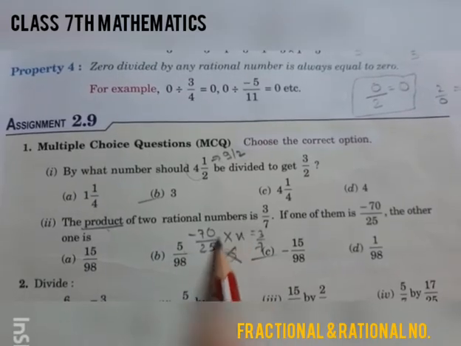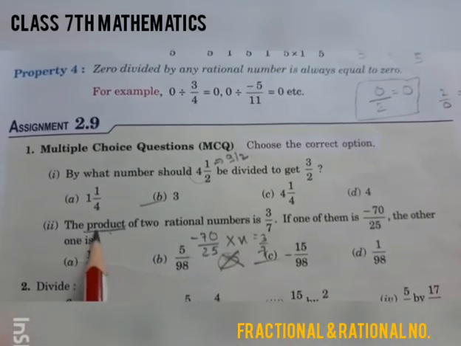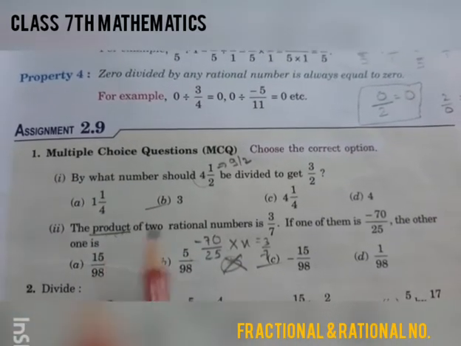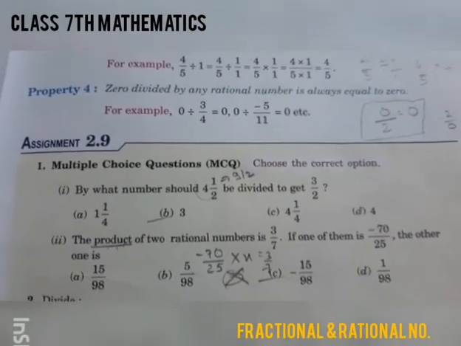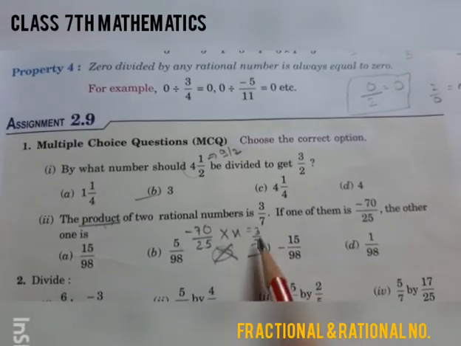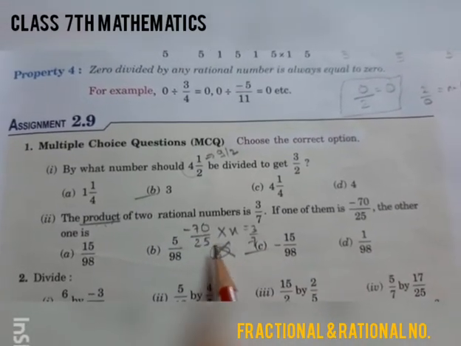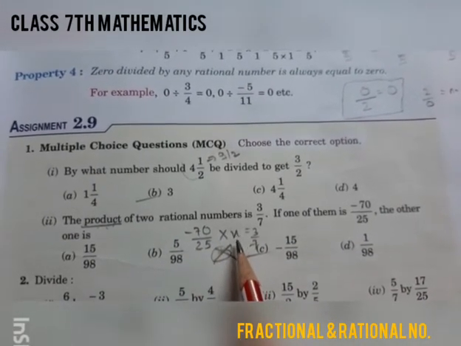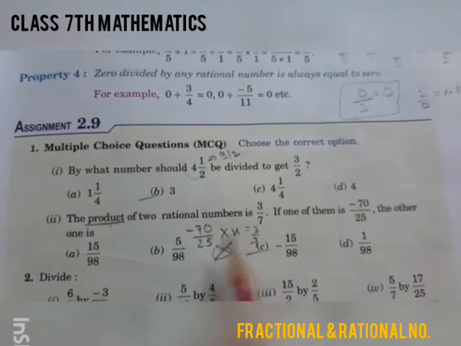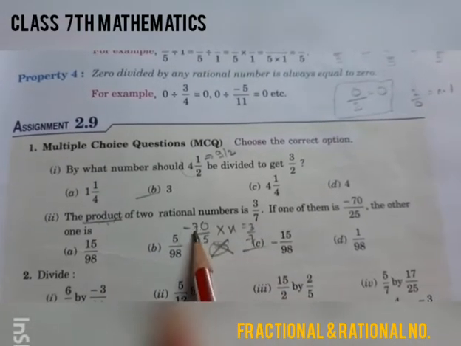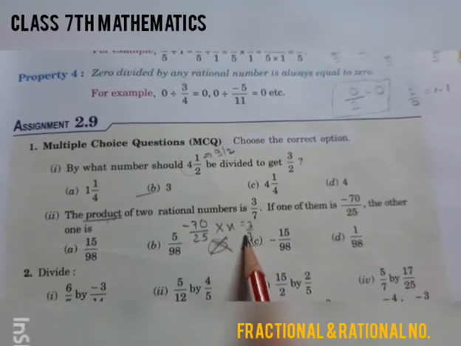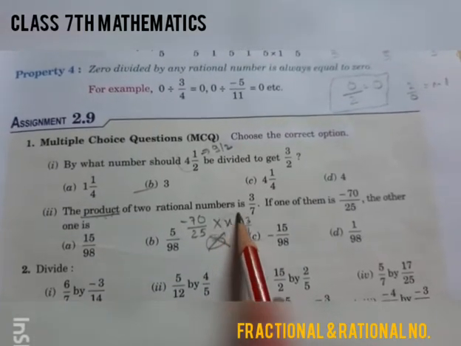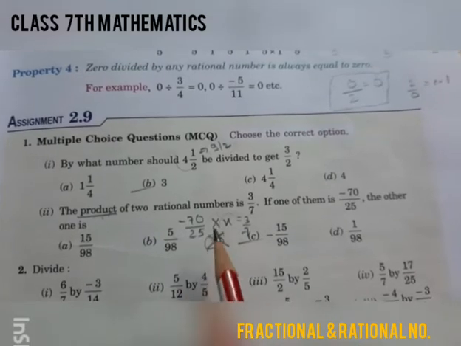We will put here the sign of multiplication because the question is saying product. Product means multiplication. The question is saying that multiplying two numbers gives 3 upon 7. The first number given is minus 70 upon 25. The second number is not given, so we are assuming it as x. Mathematically the statement will be minus 70 upon 25 multiplied by x equal to 3 upon 7, and we need to find this value of x. Don't put here the sign of division.